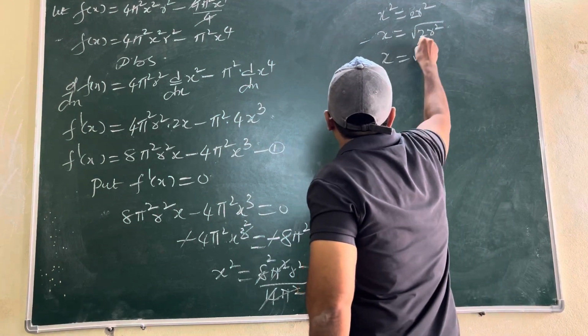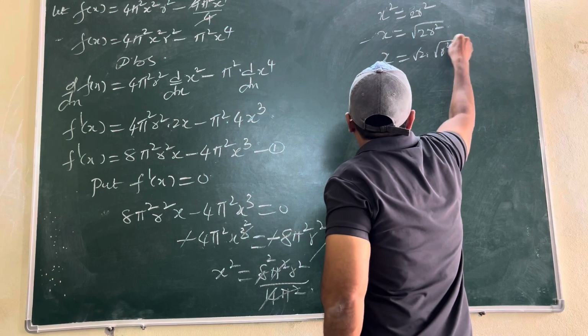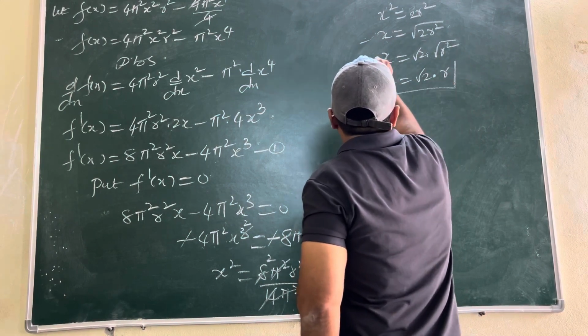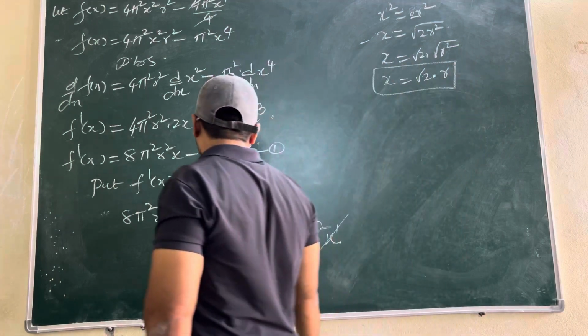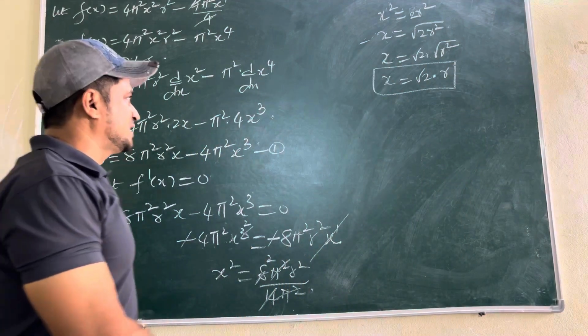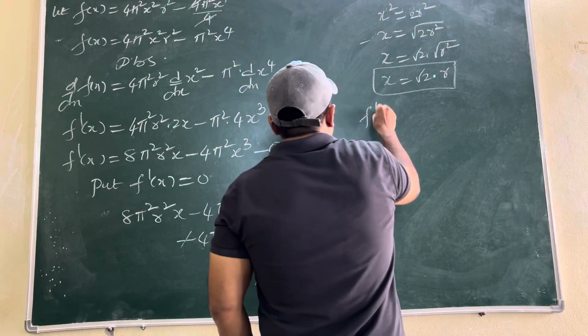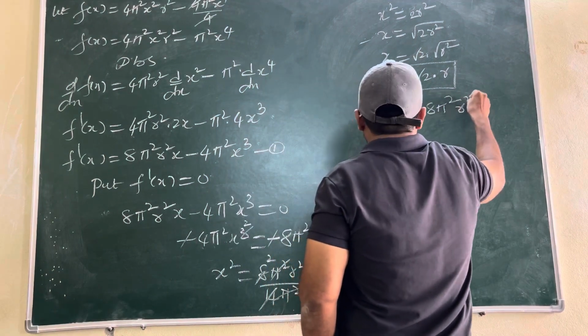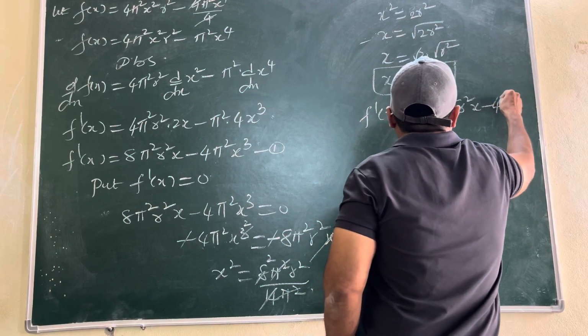That root is given to the first one and root is given to the second one. X is equals to root 2 into r. This is the value of x. But don't think that that is the answer. We have to maximize that. So we have to write f dash of x once again. What is f dash of x? 8 pi square r square x minus 4 pi square x cube.